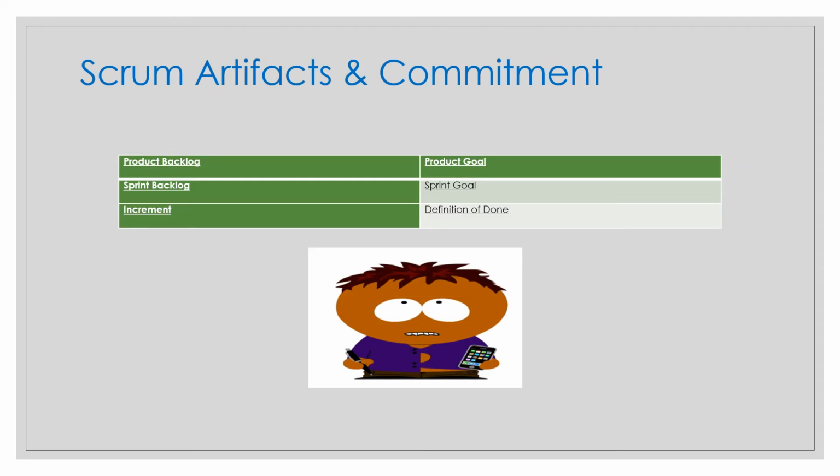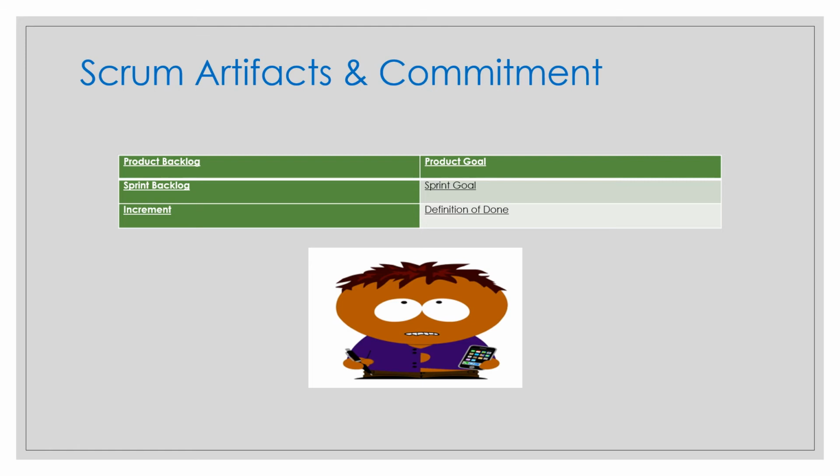Okay, so what commitment do we have for each artifact? For a product backlog, it is the product goal. For a sprint backlog, it is the sprint goal. And for the increment, it is the definition of done. So these commitments exist to reinforce empiricism and the Scrum values for the Scrum team and their stakeholders. Empiricism: transparency, inspection, adaptation. Values: commitment, focus, courage, respect and openness.